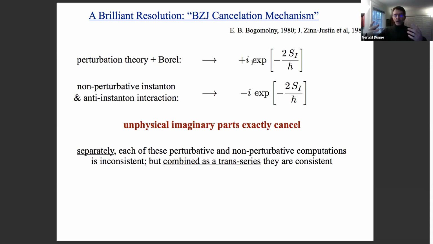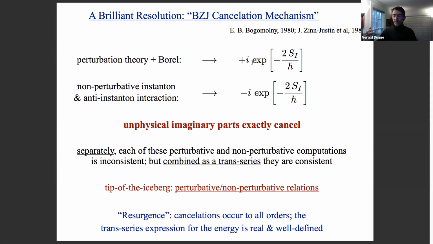If you combine these two calculations, the perturbative calculation with the non-perturbative calculation, this is an example of somehow restoring the analytic continuation properties of what you're trying to calculate and making it well-defined, because these two unphysical contributions actually cancel. And in fact, you can show that this is just the tip of the iceberg. This happens to all orders, all instanton orders and all perturbative orders. And that's what I mean by resurgence and a resurgent trans series.